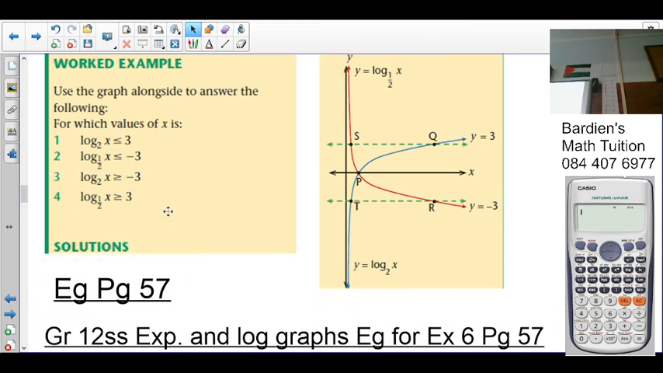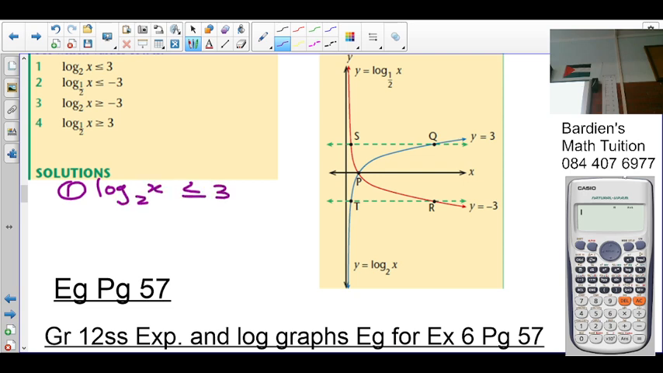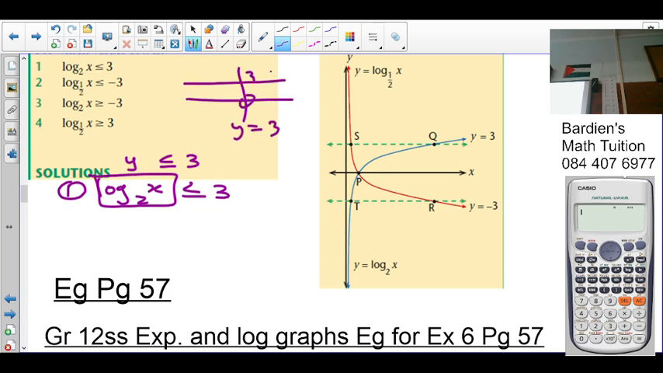So let's look at the graphs on the side. In number 1, we are told that we have log x base 2. Let's go with purple, because there's a lot of colors already on the board. So number 1, we have log x base 2 must be less than or equal to 3. So we know this is like a y, not so? In other words, where is y less than or equal to 3? Can you see that, people? If I draw the graph y is equal to 3, it will look something like that.